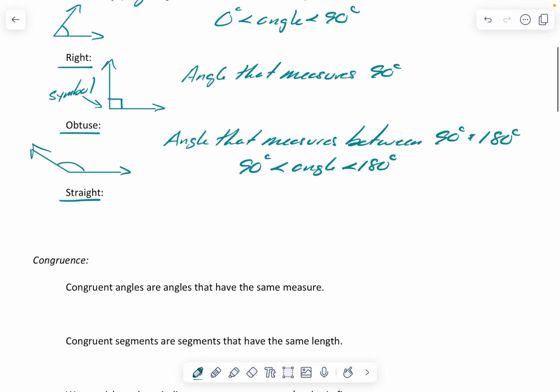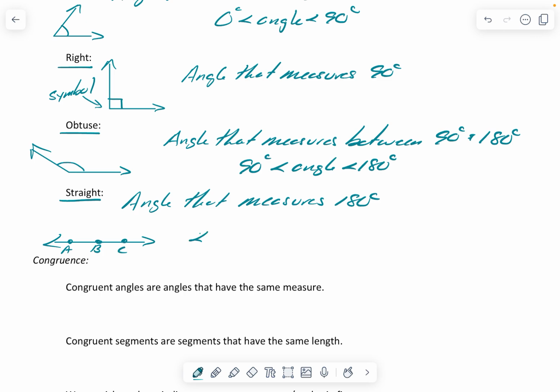And finally, a straight angle looks like a straight line. It's an angle that measures 180 degrees. So what one might look like, it looks like a line. We'll put some points on there. So this is angle ABC. It looks like a line.